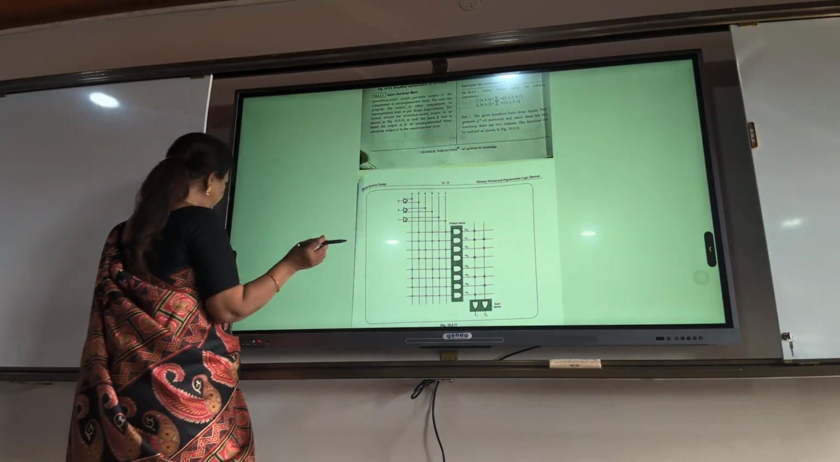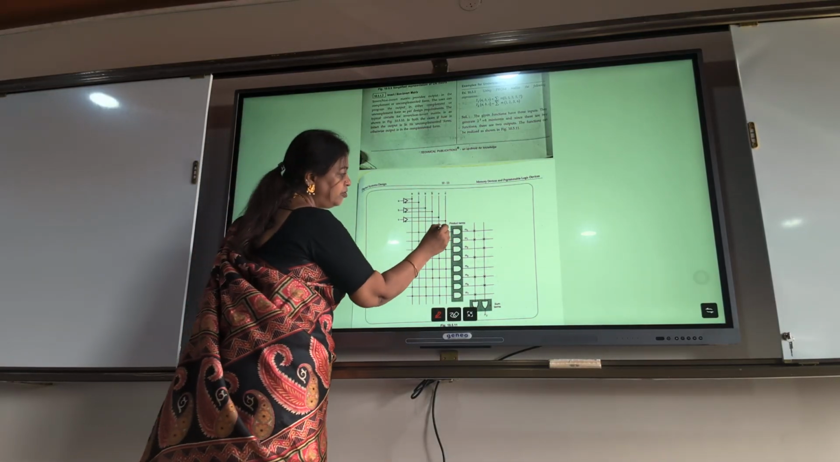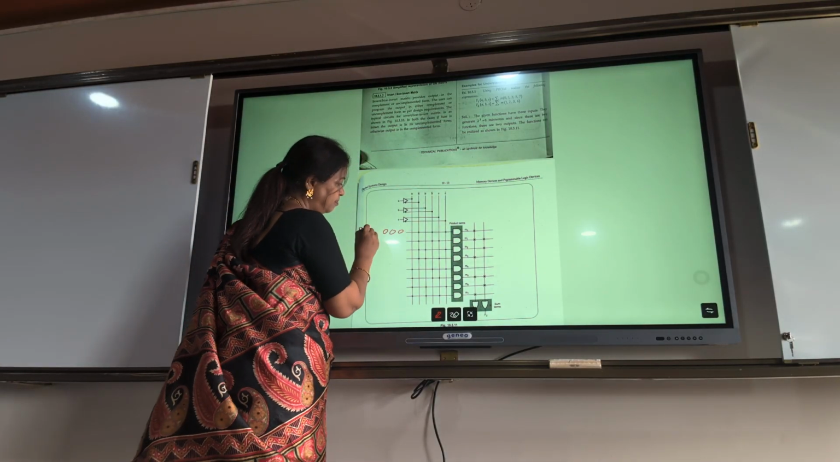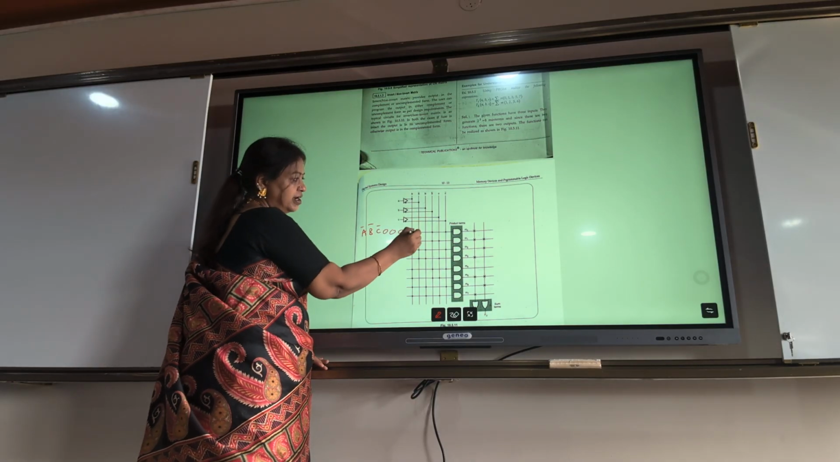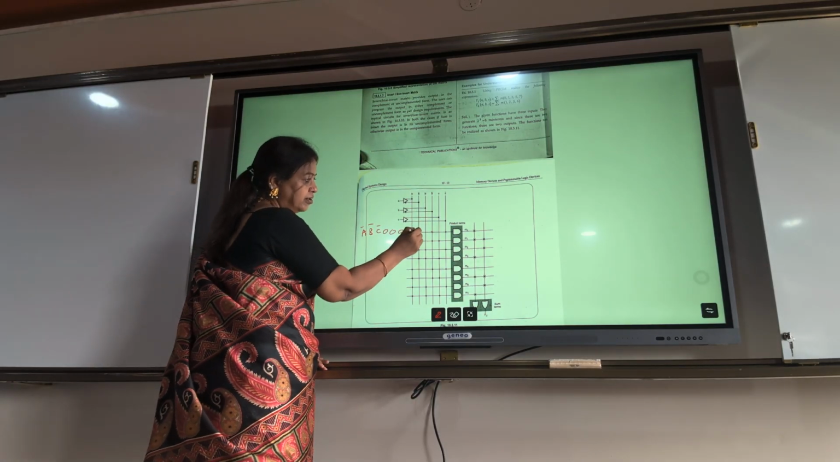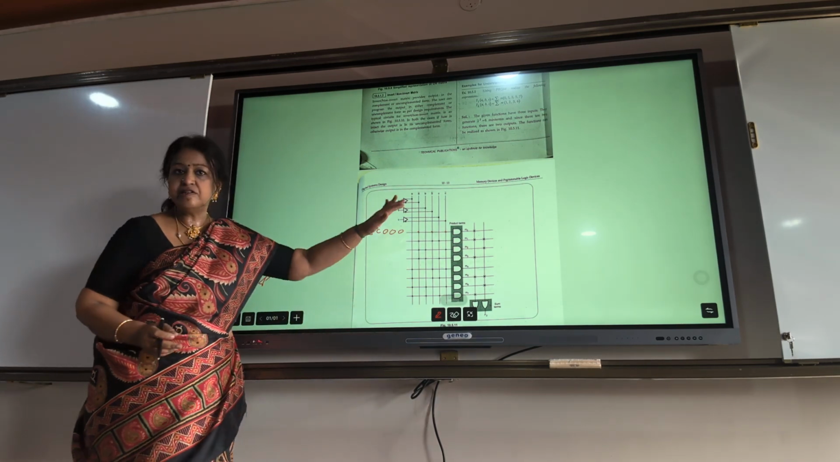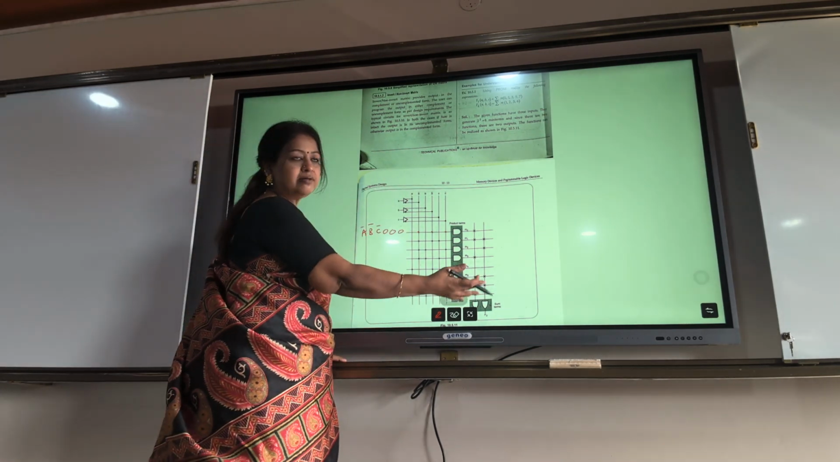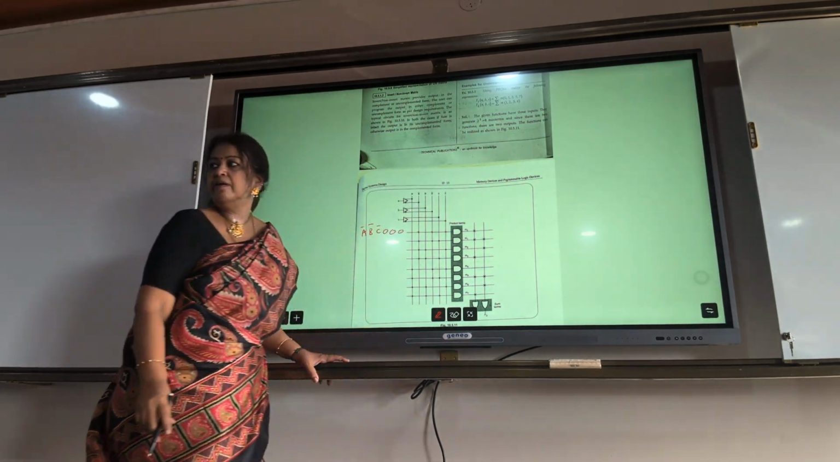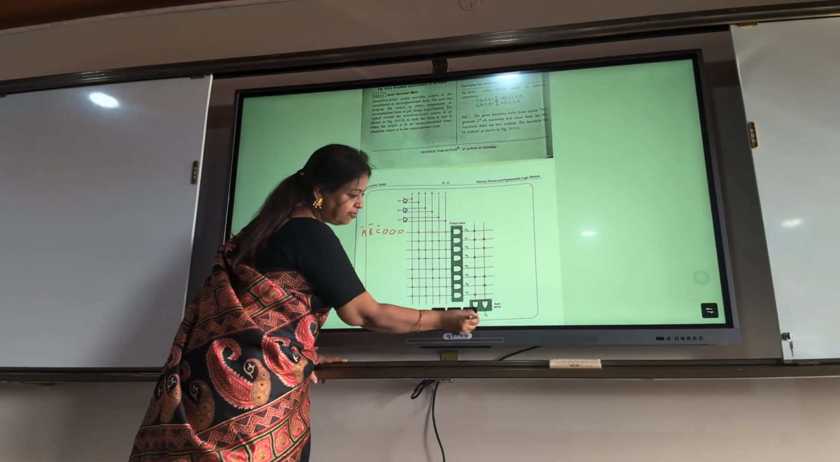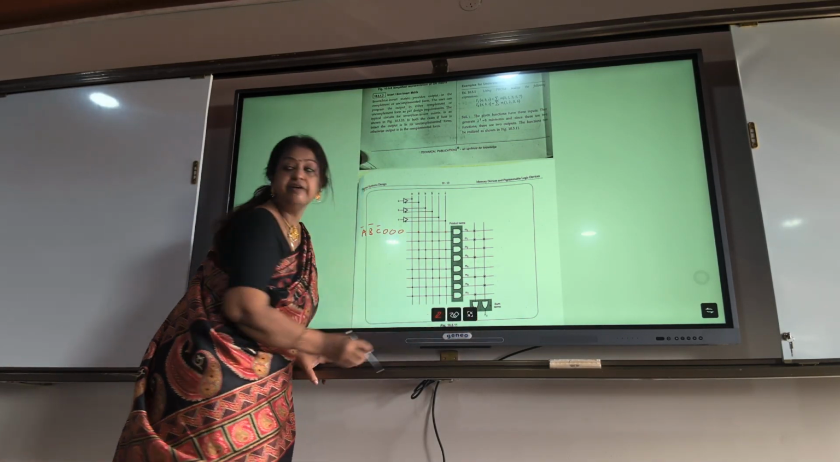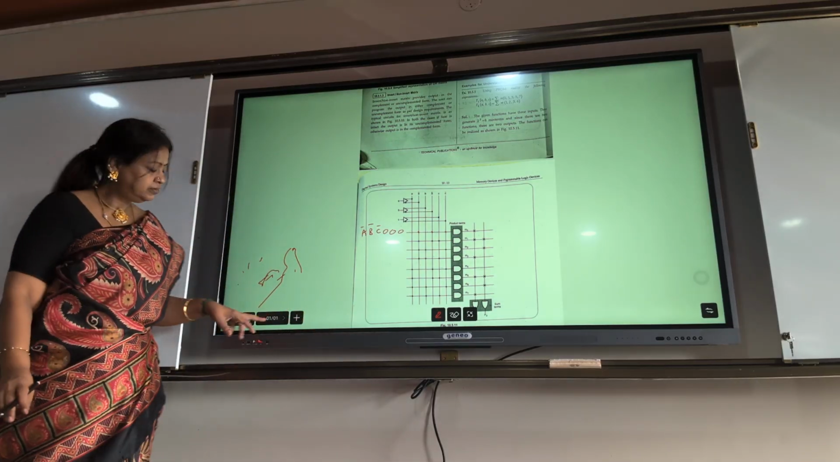And for every product term here, you have to put 0, 0, 0. That means what? A bar, B bar, C bar. So those connections you have to put that dot. Finish this one. Come to the OR. In OR, you see the given problem. Whichever min terms they are, put a cross mark for that and bring that output F1, F2. That's all.